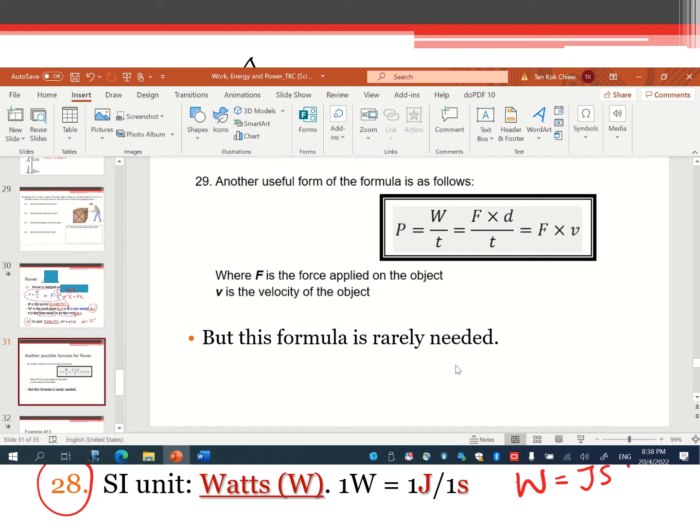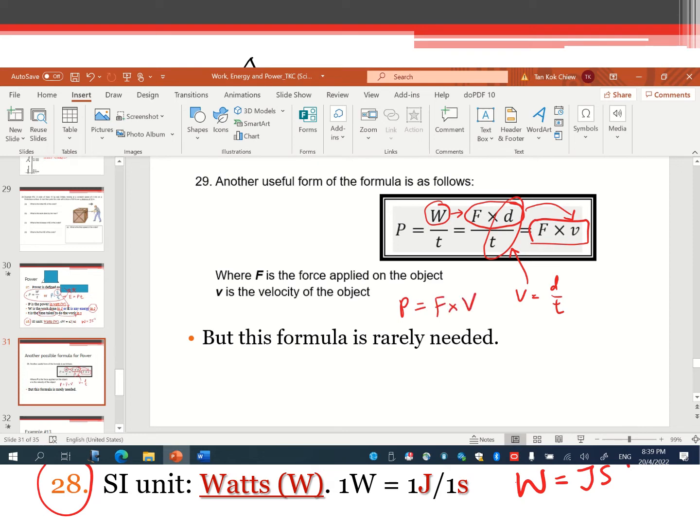So let's see how we come to F times V for velocity. From work done can also be force times distance, right? All of us know force times distance. However, distance over time is also speed, right? Speed equals distance over time, right? Which means now the formula can become force times speed, which means the formula can be written as force times speed.